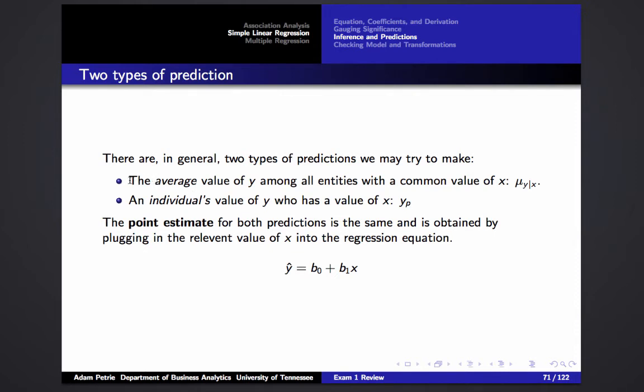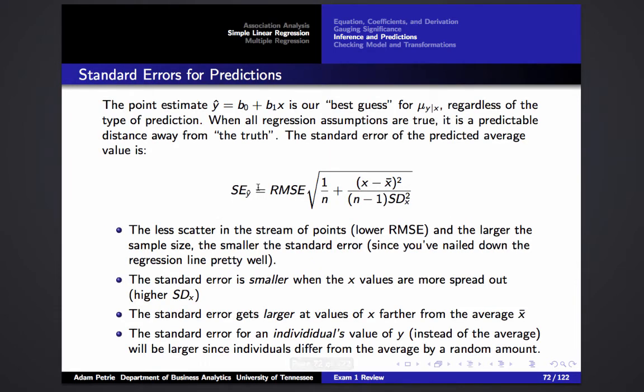We might be interested in predicting the overall average value of y among all individuals with some particular value of x, basically trying to predict mu of y given x, or we might be trying to predict an individual's value of y who happens to have a value of x here. We'll denote that by yp. Now, our best guess is just plugging in that value of x into the regression equation and doing the math to get the predicted value. And it's the same predicted value regardless of whether we're predicting the overall average or an individual's value of y. Now, how far off we think those predictions are from the truth depends on what we're trying to predict.